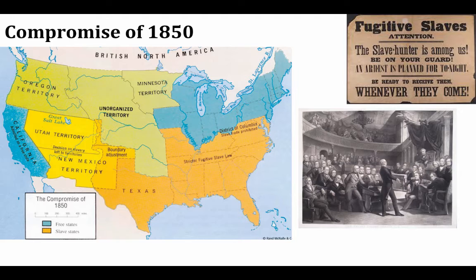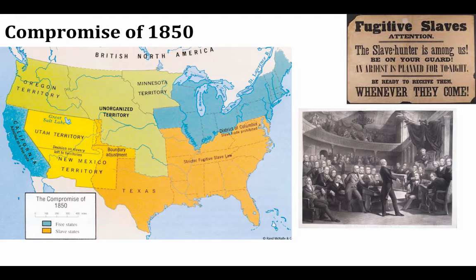The Southerners also got some things here. The Southerners got a stricter fugitive slave law. They were obsessed with runaway slaves. And so this strict fugitive slave law would basically require the northern states to return runaway slaves to the South. So it was much more strict.